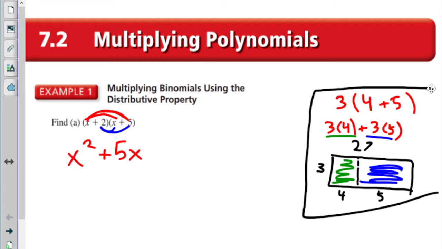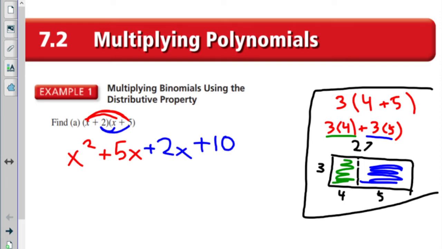Now, we have a 2 here that we need to distribute. So I have a 2 here times x. That's what I'm going to distribute across first. 2 times x is going to be 2x. And then, finally, I'm going to distribute the 2 over to the 5. We have positive 2 times a positive 5 is a positive 10. So that's all the multiplying that's going on there.